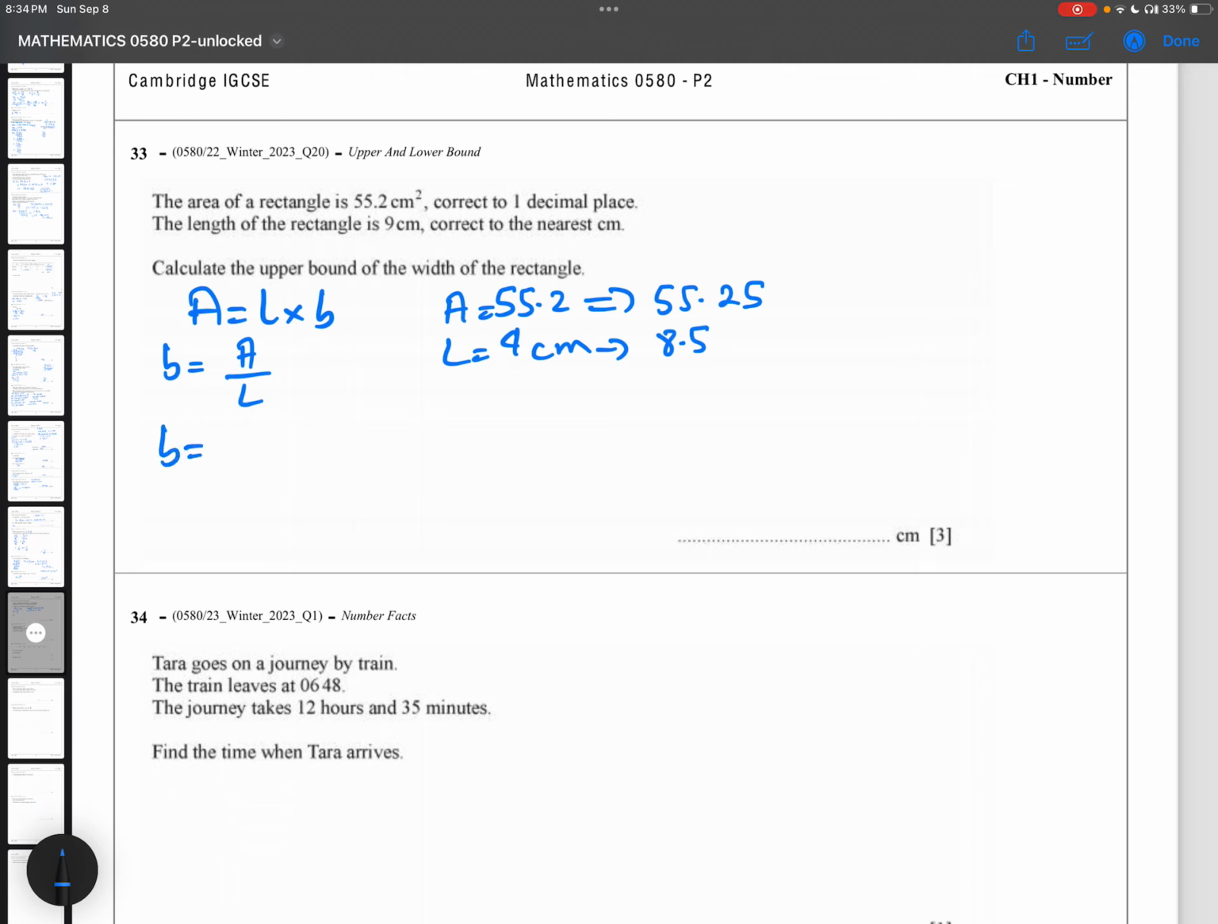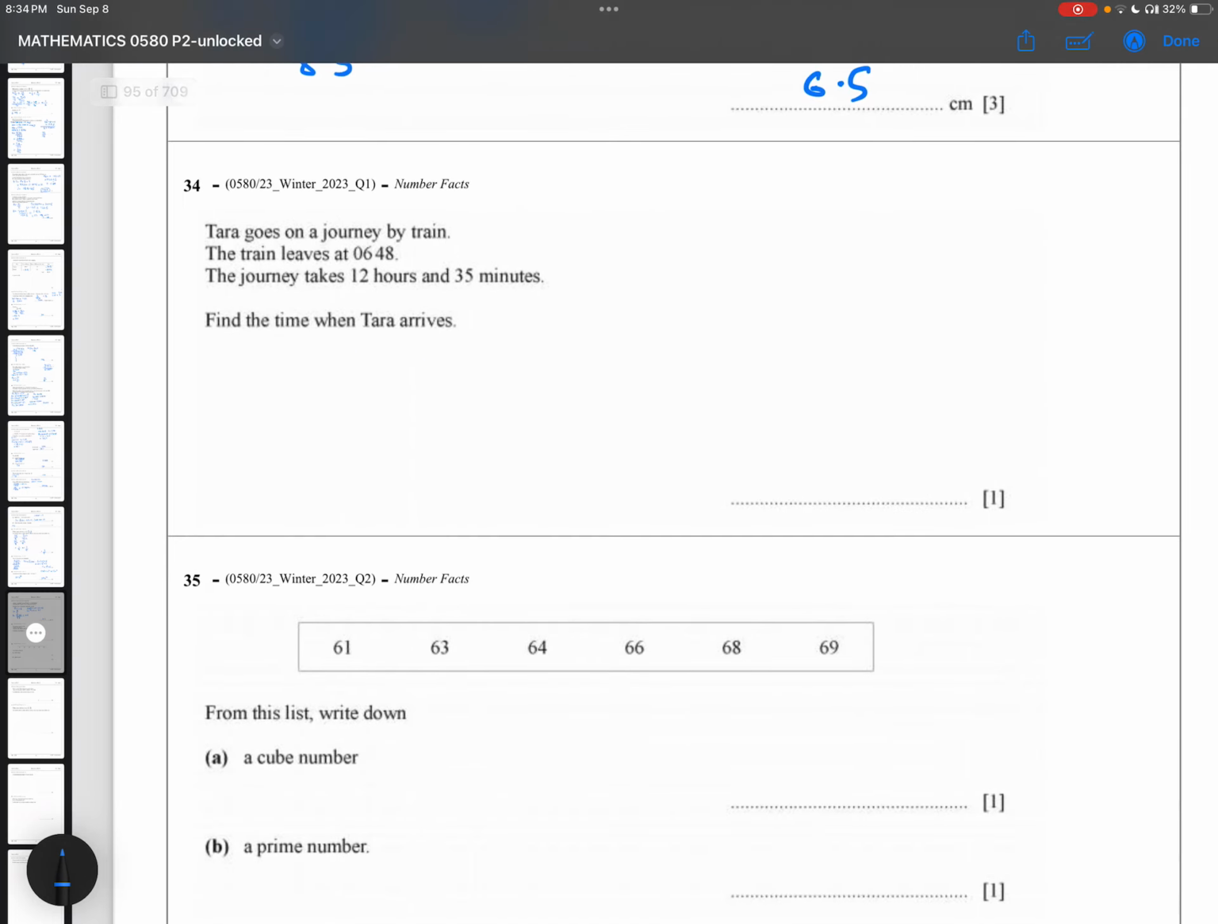So now let's divide these two quantities. B is equal to, in place of A I will write 55.25, in place of length I will write 8.5. 55.25 divided by 8.5, I get 6.5. So this is my upper bound for the width of the rectangle, 6.5 centimeter.